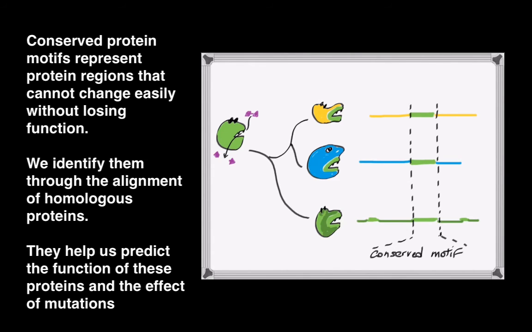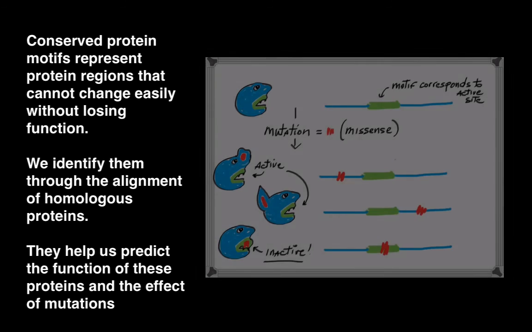We identify them through the alignment of homologous proteins. They help us predict the function of these proteins and the effect of mutations.